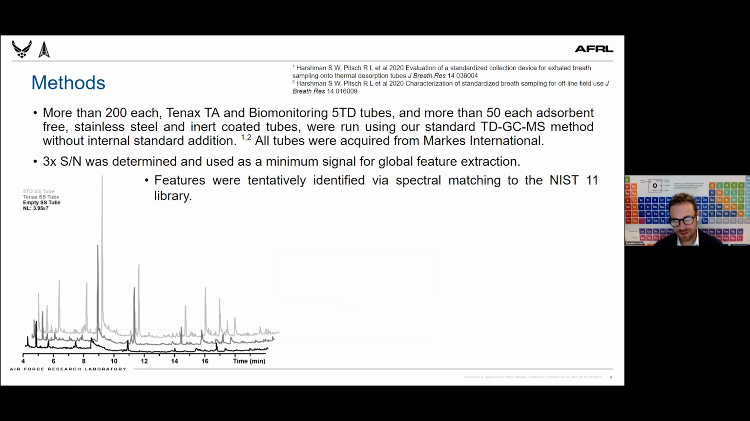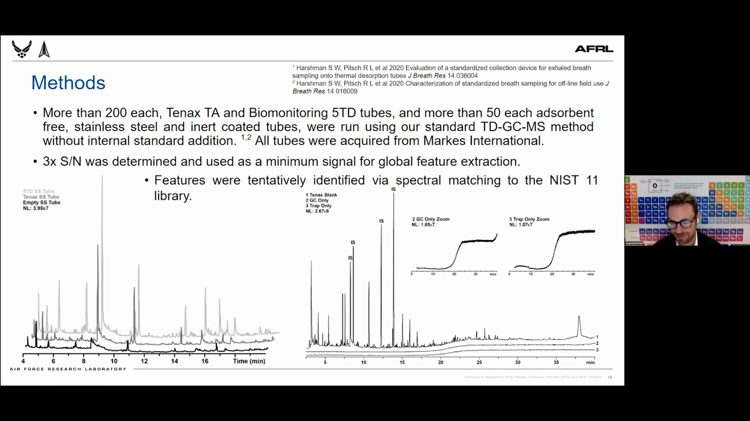Okay, so to evaluate the background, we took 3 times the signal to noise, approximately around 10 minutes. All of the tubes roughly had a background level around there, and we set that as the minimum signal for feature extraction. We extracted all of the features, retention time aligned them, and then from those features, we went through and manually did spectral matching to the NIST library.